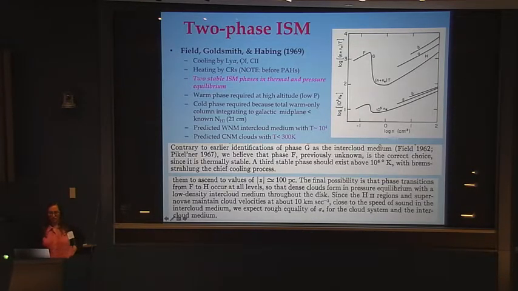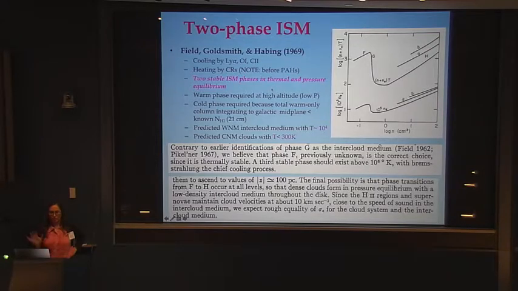As I mentioned, at the time they had these same different coolants. At the time they thought that the cosmic rays were actually the main heating. We don't think that anymore because we see these PAH features, and so we think that PAH, the photoelectric heating from small grains, is more important for heating these phases of the ISM.